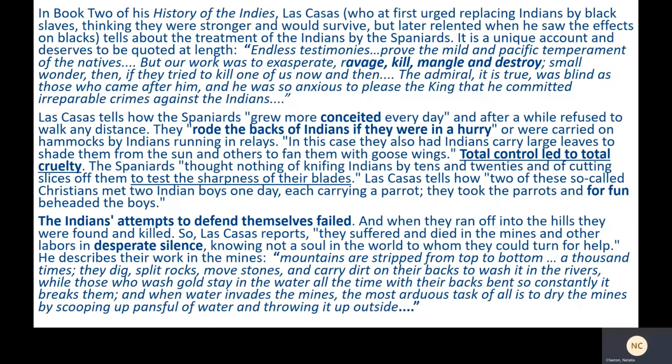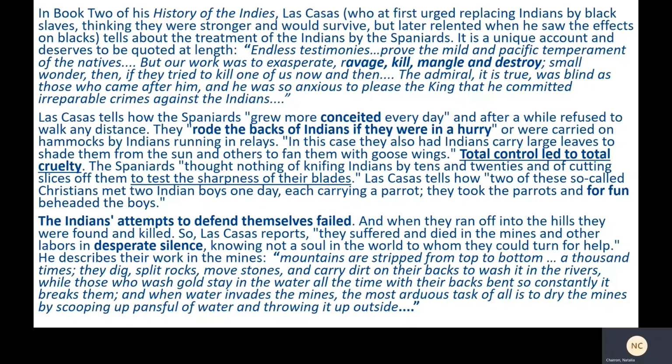They rode the backs of Indians as if they were in a hurry, or were carried on hammocks by Indians running in relays. In this case, they also had Indians carry large leaves to shade them from the sun, and others to fan them with goose wings. Total control led to total cruelty.